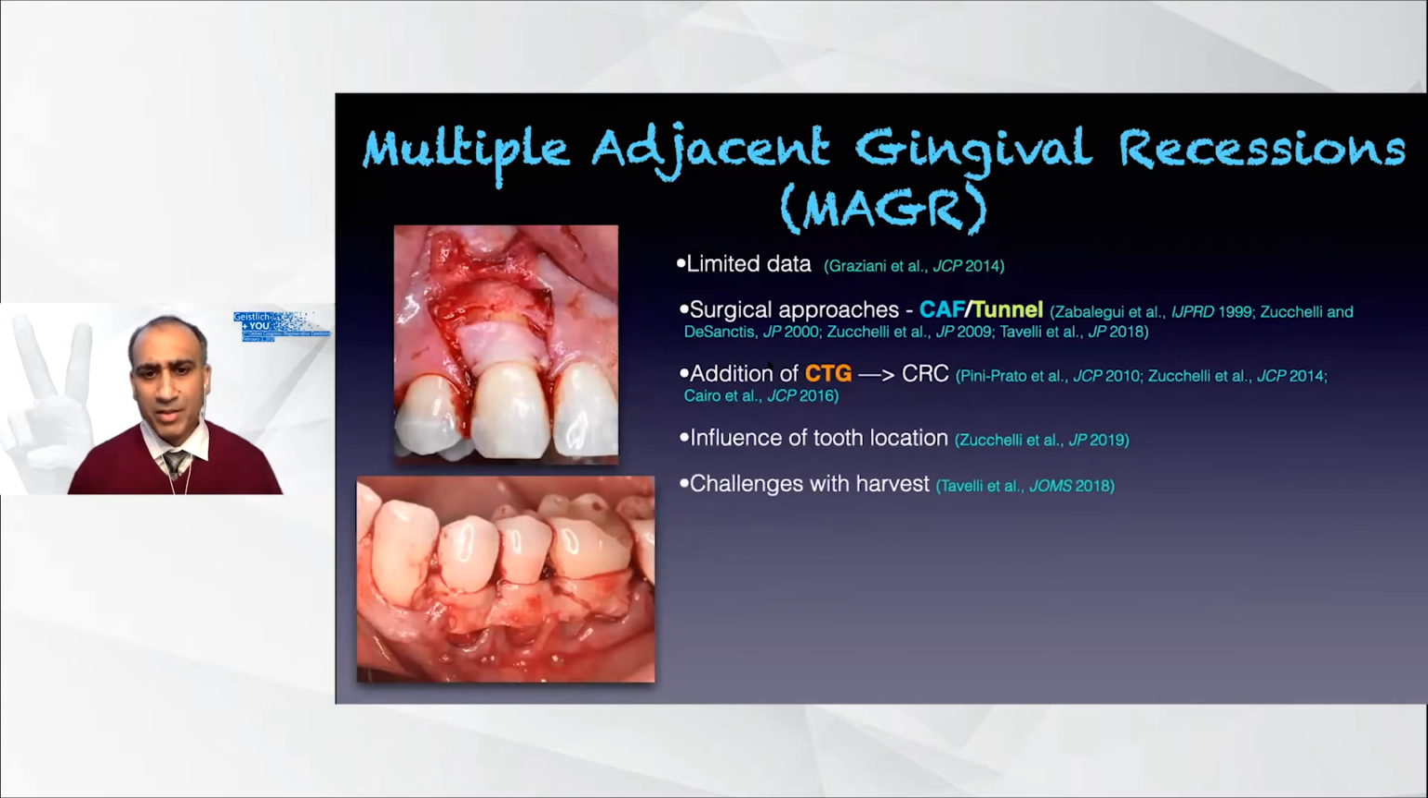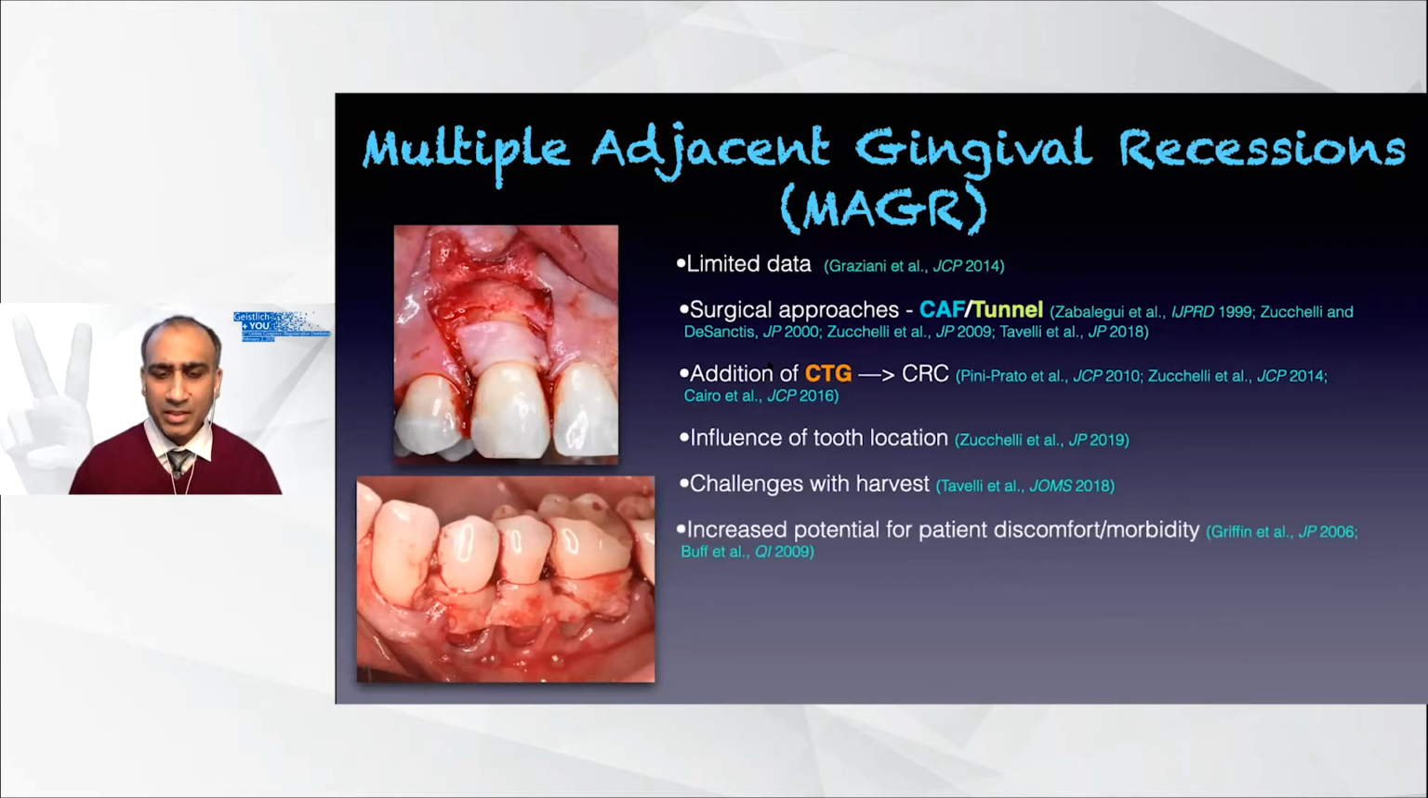Obviously, with a longer span of recession, we are going to have challenges with the harvest. We might be limited anatomically to harvest autogenous connective tissue of uniform thickness. And this can oftentimes lead to a negative postoperative experience for our patients.